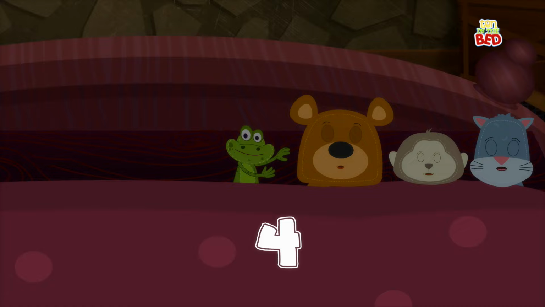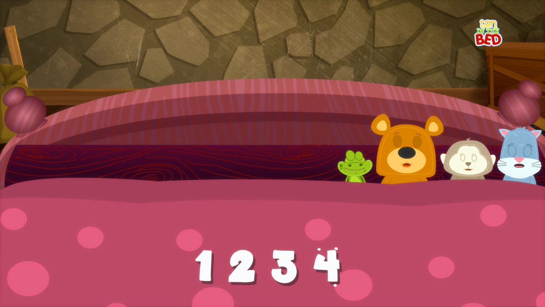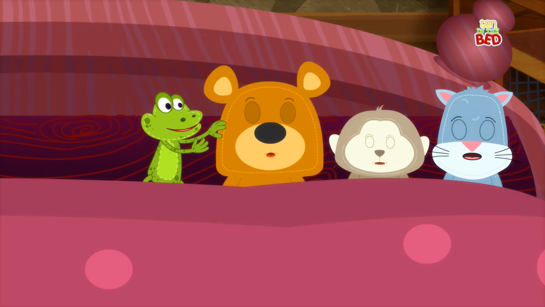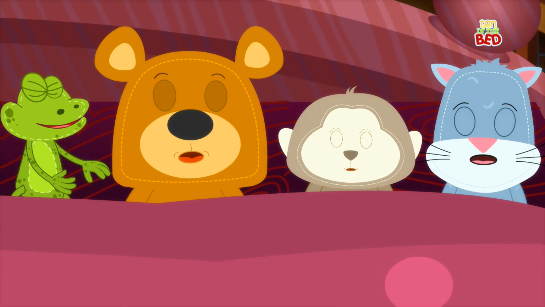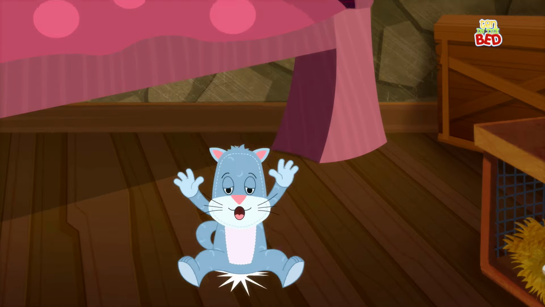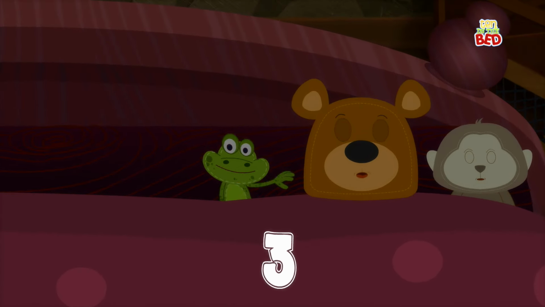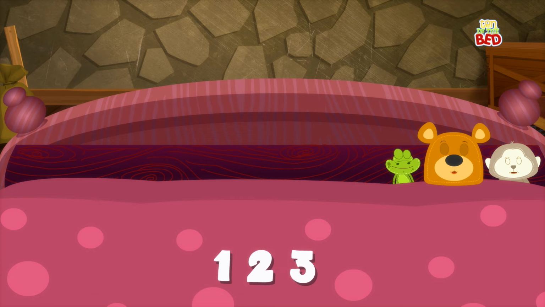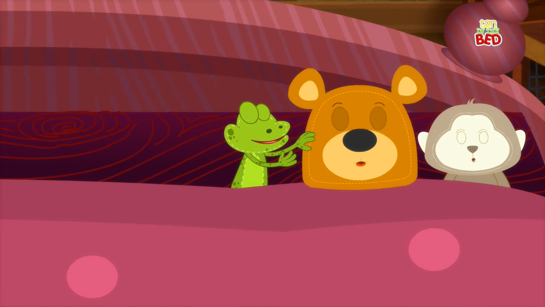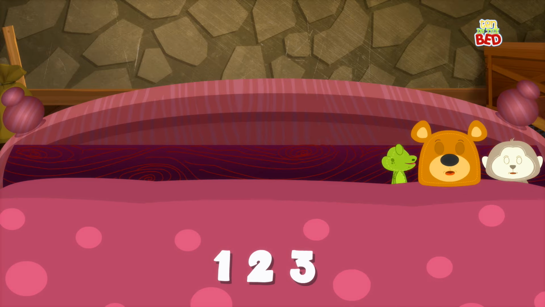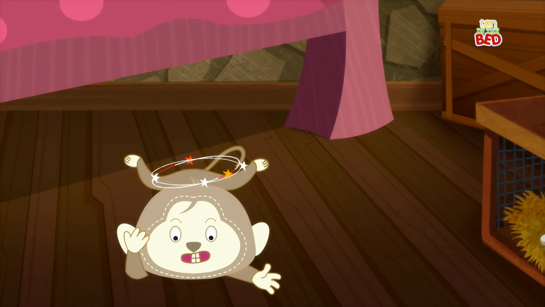Four! Four! There were four in the bed, and the little one said, "Roll over, roll over." So they all rolled over, and one fell out. Three! Three! There were three in the bed, and the little one said, "Roll over, roll over." So they all rolled over, and one fell out.